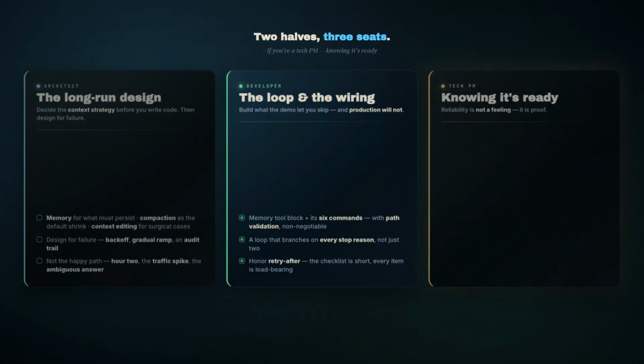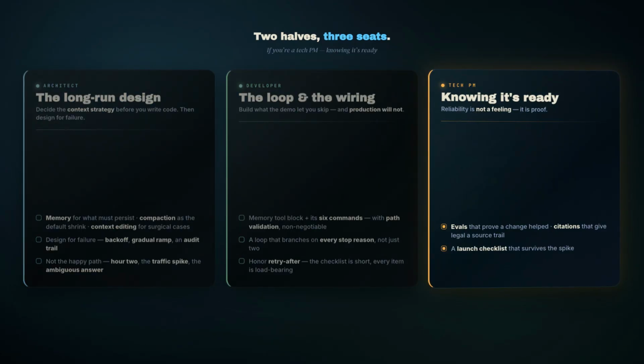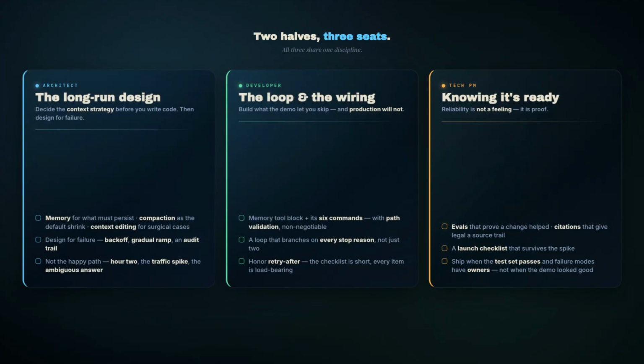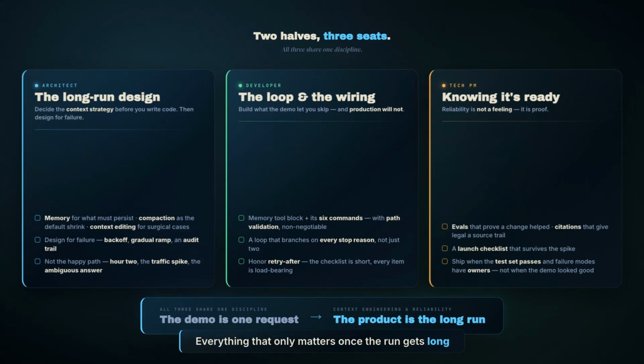If you're a tech PM, your job is knowing it's ready. Reliability is not a feeling, it is evals that prove a change helped, citations that give legal a source trail, and a launch checklist that survives the spike. You ship when the test set passes and the failure modes have owners, not when the demo looked good in the meeting. All 3 roles share one discipline. The demo is one request. The product is the long run. Context engineering and reliability are simply the 2 names for everything that only matters once the run gets long.